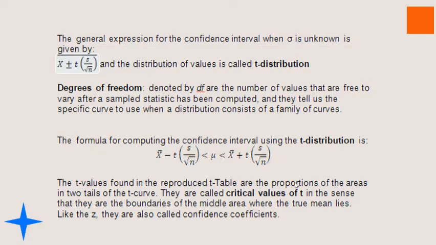For example, if the mean of 5 values is 10, then 4 of the 5 values are free to vary. But once the 4 values are selected, the fifth value must be a specific number to get the sum of 50. Thus, if your sample size n is equal to 5, the degrees of freedom, or df, is equal to n minus 1, that is equal to 4.